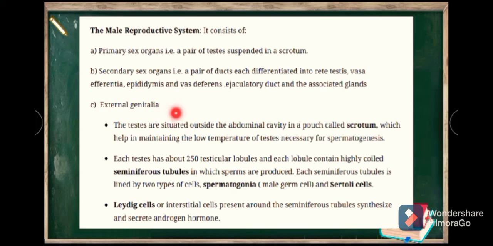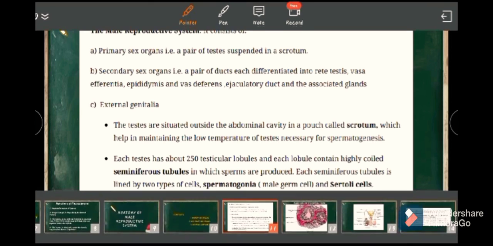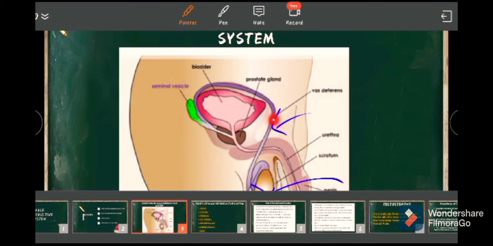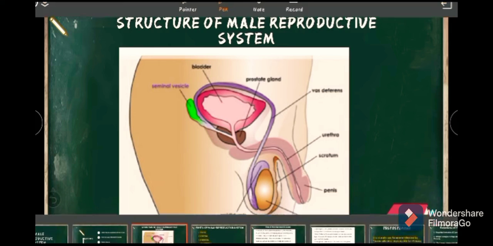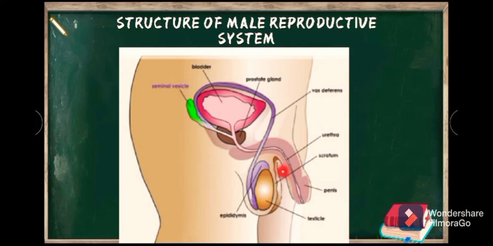The third is your external genitalia. What is external genitalia? The testes are situated outside the abdominal cavity in a pouch called the scrotum. All of you know that it is situated in the scrotum, and it is outside the abdominal cavity. It is not inside the abdominal cavity, it is outside. If you see it clearly, it is present outside the body.